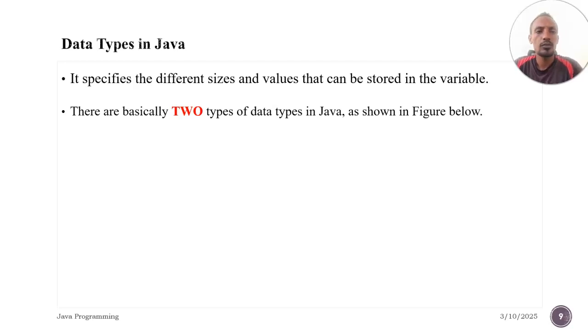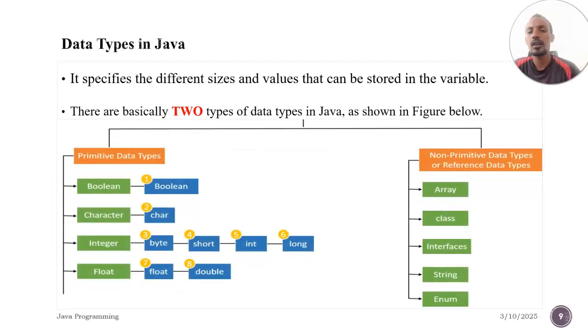Data types specify the different sizes and the values that can be stored in a variable. Just like any other programming language, they define how values are going to be stored corresponding to a variable. Data types in Java also do the same. There are basically two types of data types in Java. They are categorized as shown in this figure.